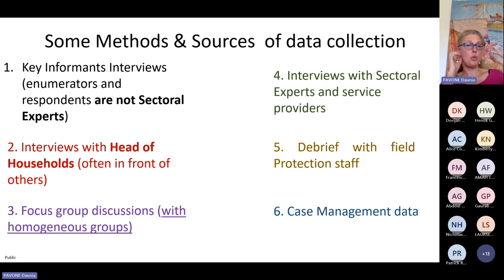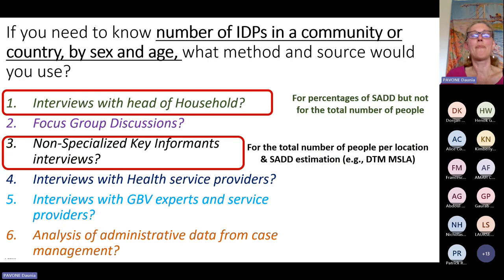So having given you this kind of overview, I'm going now to ask you some questions. And if we're learning while we're going, tell me what you think. So let's say you need to know the number of IDPs in a community or a country by sex and age. What method or source would you use? Of the ones that I listed on the slide, but if you have other options, give me other options.